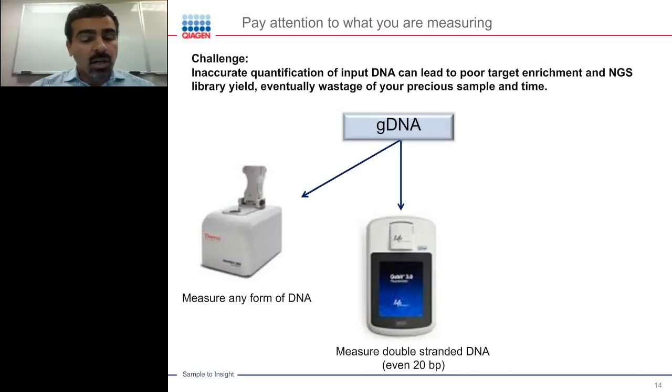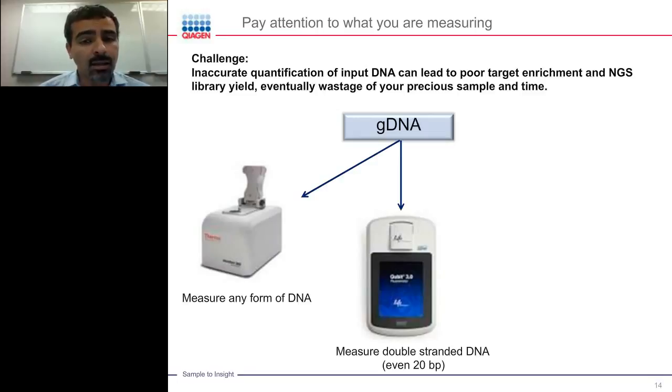Now, another challenge, as I mentioned, is the quantification of DNA. So not all DNA that you will isolate from your samples is amplifiable and is functional in the NGS workflow. So the inaccurate quantification of input DNA is a major challenge because it can lead to poor target enrichment and NGS library yield, eventually leading to wastage of your precious samples and time, and also wastage of your money because you've just spent your sequencing run on DNA that cannot be sequenced.